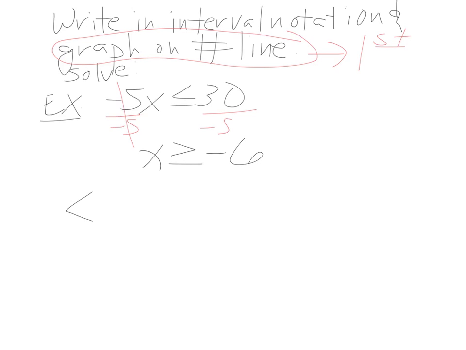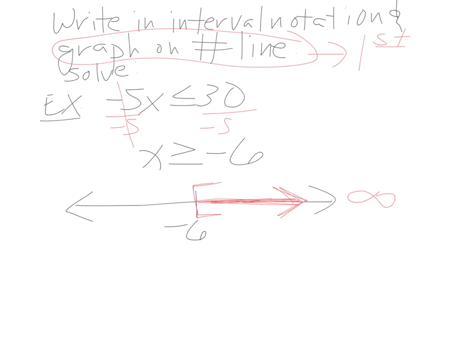Now let's put that on a number line. So here's -6. And if it's greater than -6, all the numbers bigger than -6 would be to the right. So I'm going to draw a graph to the right with an arrow indicating that it's going on forever and ever towards positive infinity. And because I have the equal to as part of my greater than, I need to put a bracket on the -6.